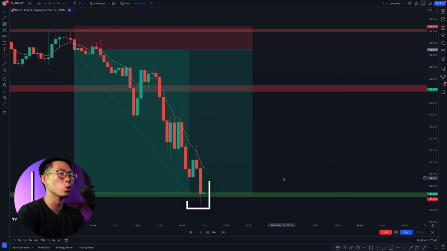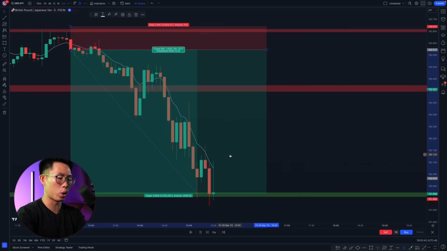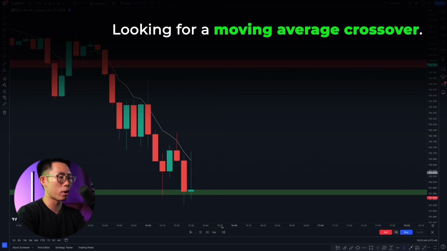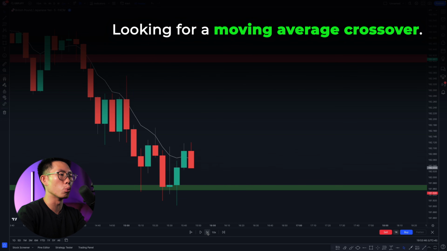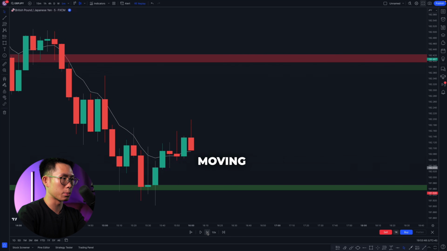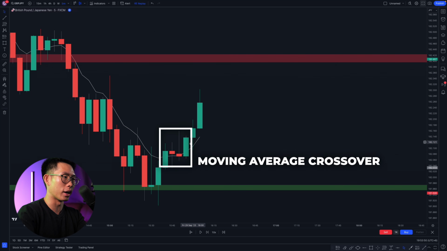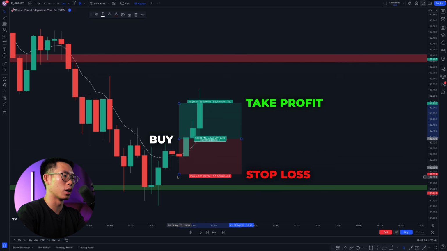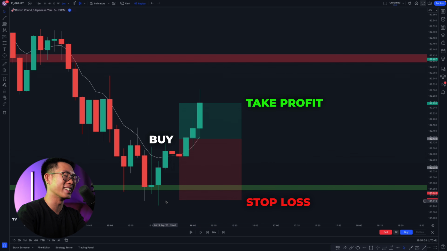What do we do next? We look for the next opportunity once we get out of this one, right? So right now, once again, I'm waiting for some sort of moving average crossover like this, right? Clear as day, moving average crossover right here. You can enter for a buy right here. Stop loss below this key demand zone.